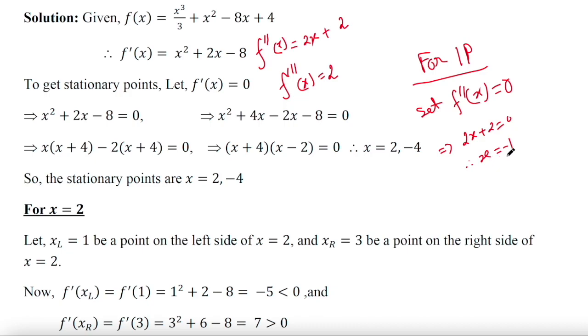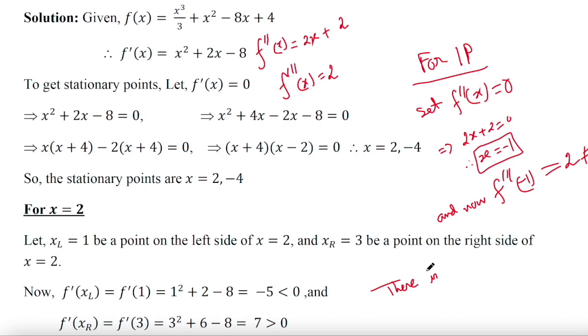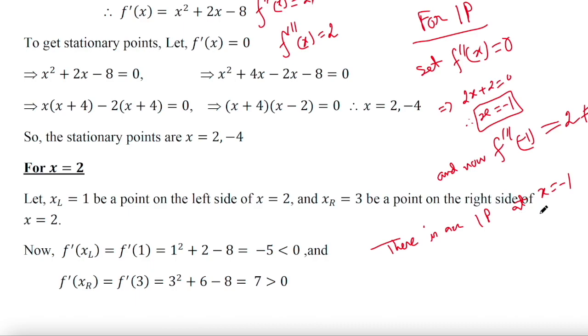So there is an inflection point at x equal to -1 or not, we don't yet confirm. We need to check whether the third derivative at -1 is not 0. The third derivative for any x is equal to 2, which is not 0. Therefore we now confirm that there is an inflection point at x equal to -1, and this is the x coordinate of the IP.